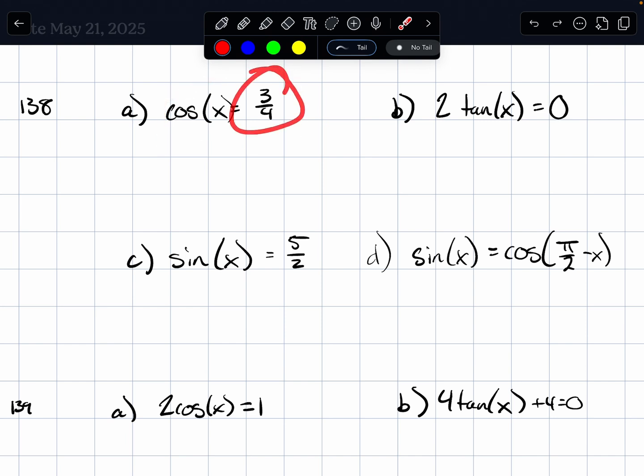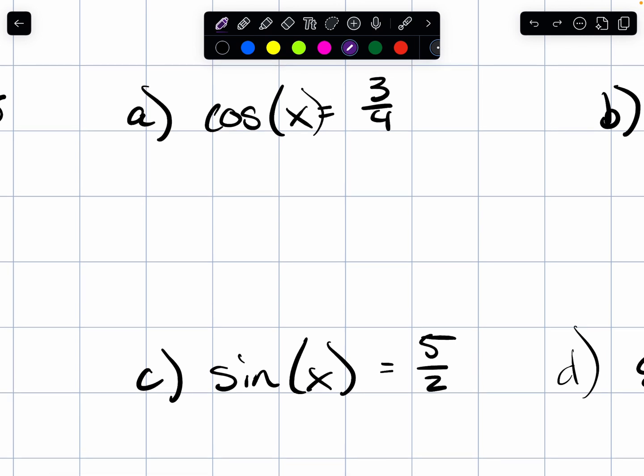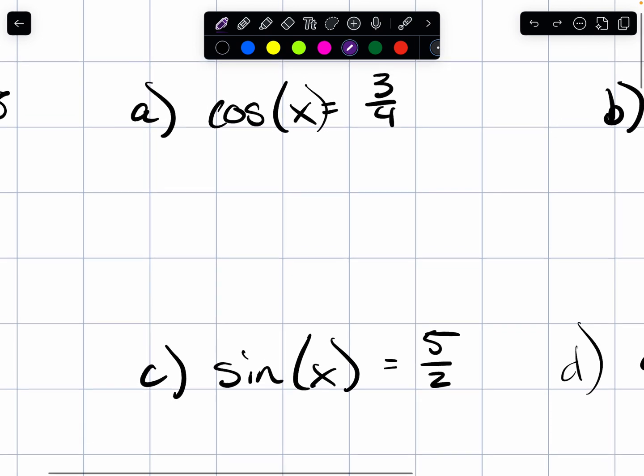Because this number isn't sitting on the unit circle. It's not something that we could just look at. It's not going to be a really common angle. But what we can do is think about, does it exist? And that's a really easy question to ask.